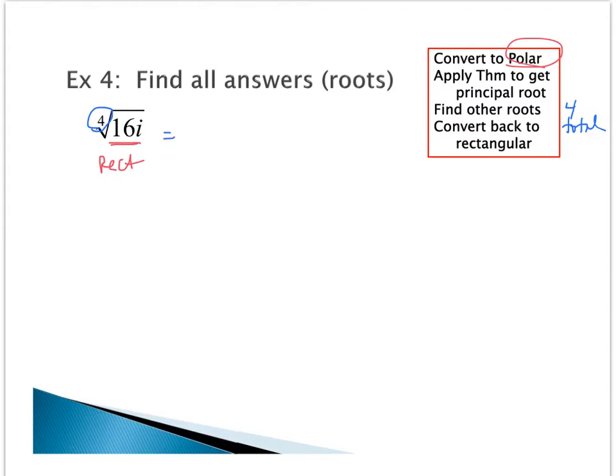Alright, so if we were to convert this into our cis theta form, remember it's purely imaginary, which means it's on the positive y-axis. Therefore the radius is 16 and the angle is pi halves. And a fourth root is the same as a 1/4 power. Now that we have it represented this way, we can apply DeMoivre's theorem. 16 to the 1/4 power is 2, and then I'm going to multiply 1/4 times pi halves, which gives me pi eighths.